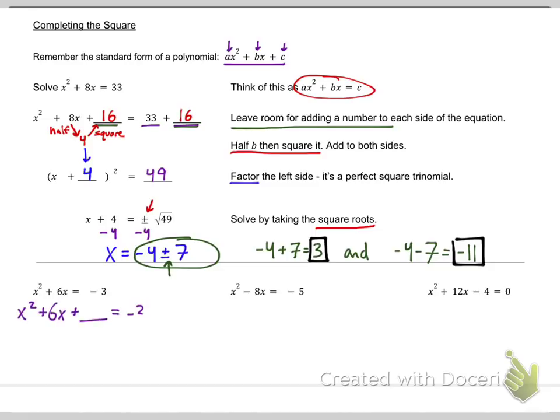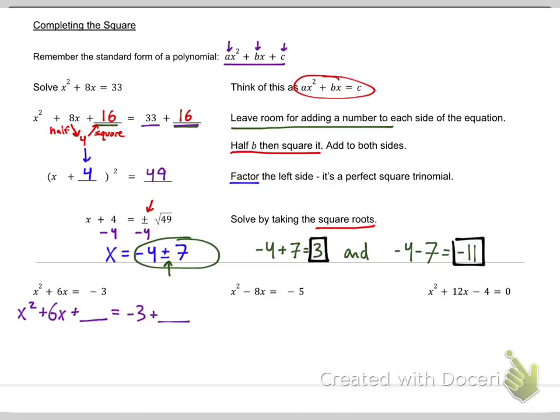Let's try some of these on our own, because they don't always turn out that straightforward. Sometimes you can leave the plus or minus in, and I'll show you what I mean. So let's try some of these example problems. First of all, x squared plus 6x equals negative 3. You notice what I did here was I left room for adding a number to each side of the equation.